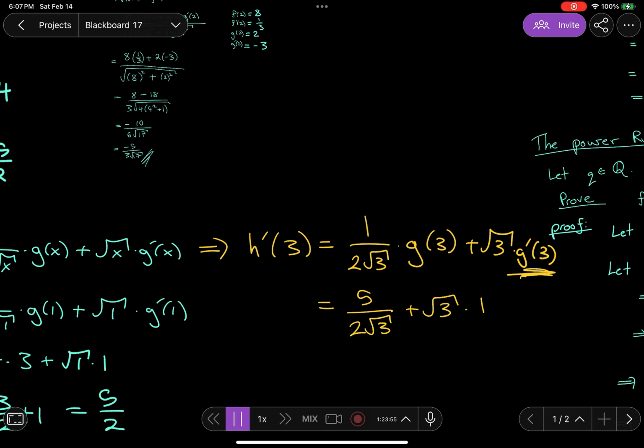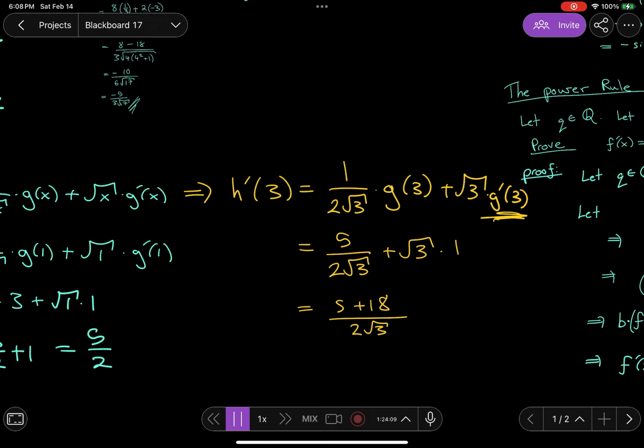I don't know, common denominators, I guess. Multiply top and bottom by 2 root 3, so that's going to be 5 plus 18, all divided by 2 root 3. No, that's wrong. Guys, hopefully you do better than me with your algebra steps, because I just blundered. I deserve this. 5 over 2 root 3 plus 2 times root 3 times root 3 over 2 root 3. That's going to be 11 over 2 root 3.